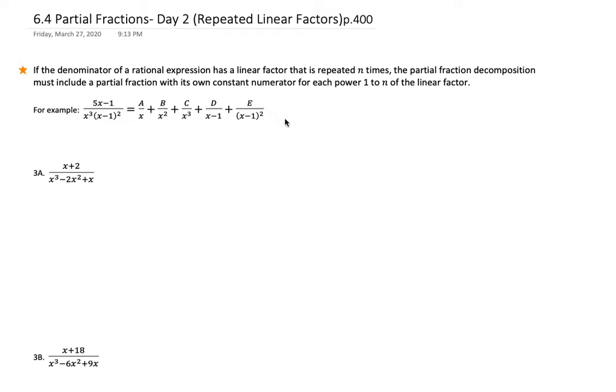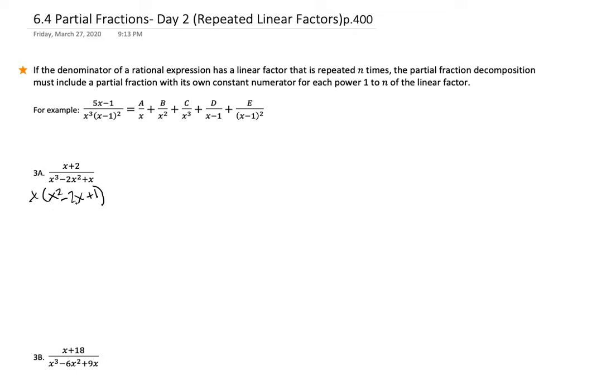And this seems like a lot, and it can be, but it does work out eventually. And as you can see, you can go A, B, C, D, E, and so forth. So let's take a look at this problem here, this 3a. Let's factor the denominator. Looks like I can take out an x first, and then I'm left with x squared minus 2x plus 1.